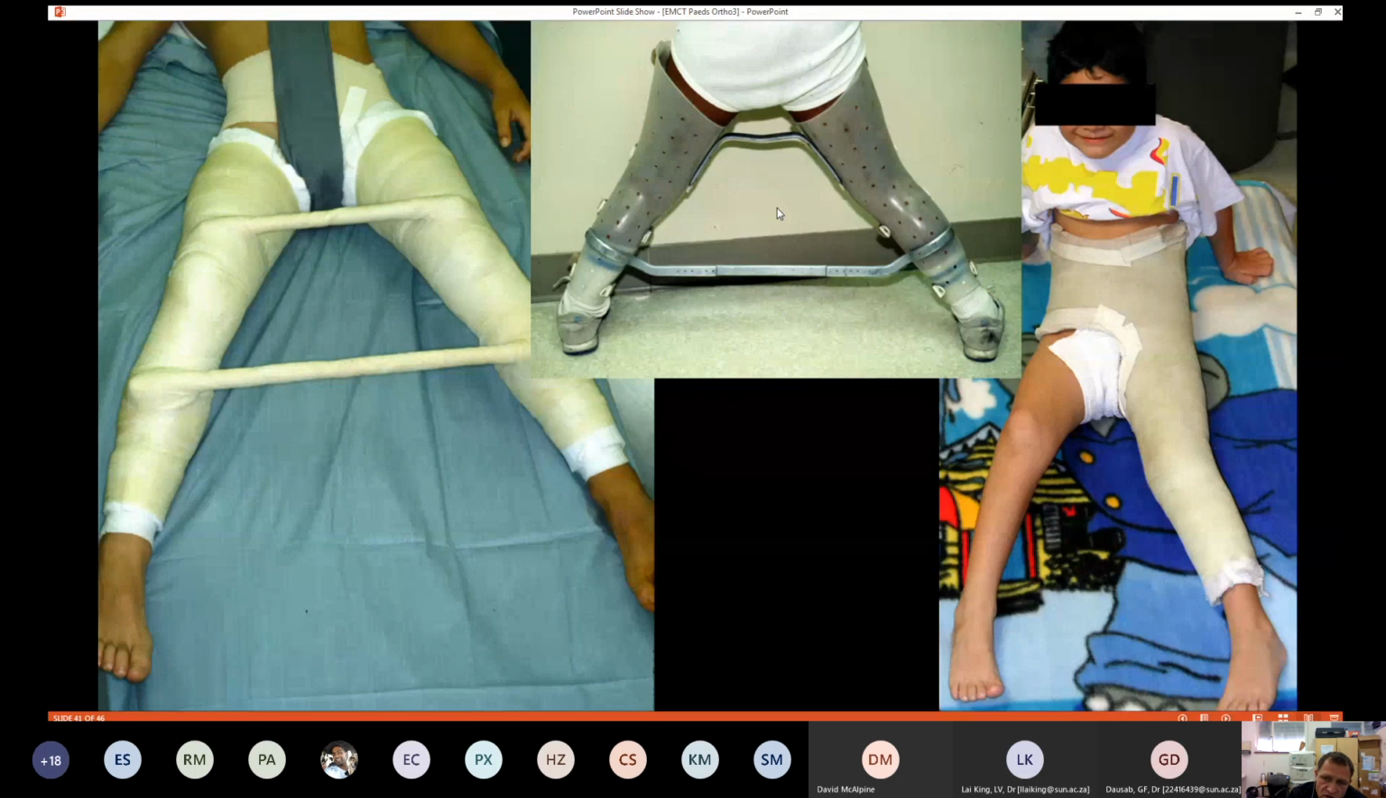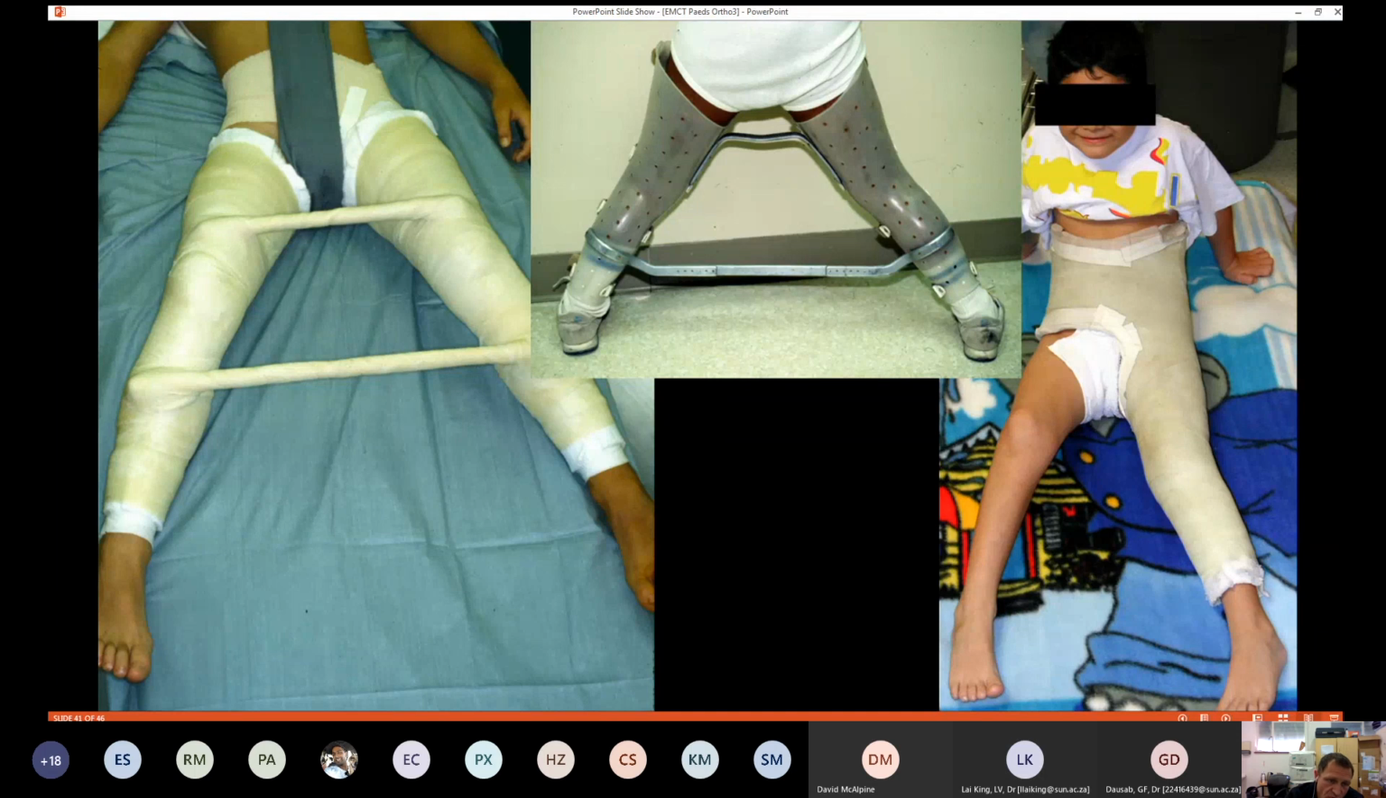If you look at the child on your screen with the unilateral cast, this child had a triple osteotomy, and that's the cast that was applied to keep that hip in that position. The other 2 are examples of a Petrie cast or a Petrie brace. These put the hips into abduction, but it's a challenge to mobilize with.